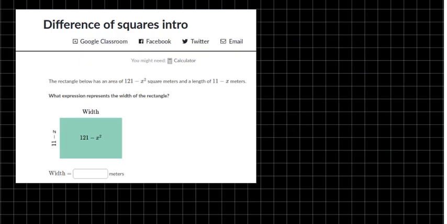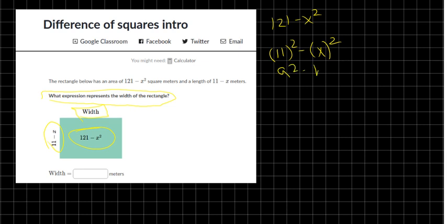Okay, so here our question is, what expression represents the width of the rectangle? So I have a rectangle, and here's our area, and here's my side. So we want to know, what's the other side? So let's see, I've got 121 minus x squared, and I can see that 121 is 11 squared, and then this second part is x squared. So now I recognize that as a squared minus b squared.